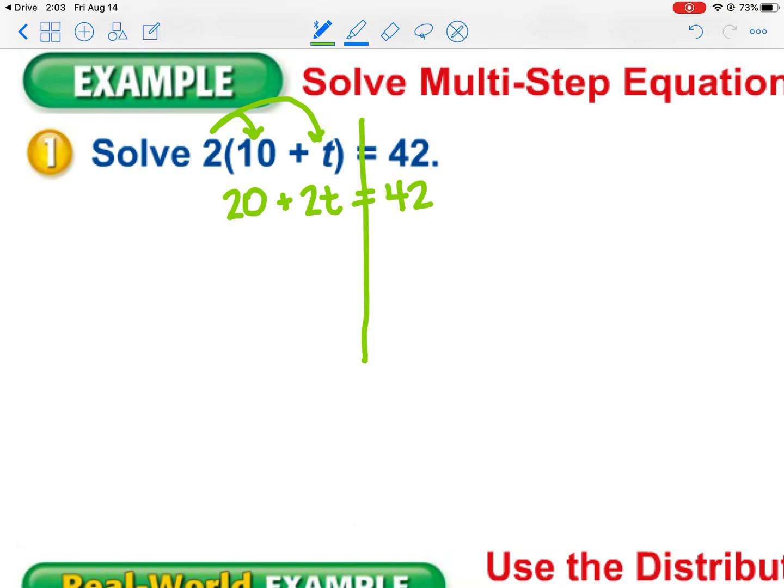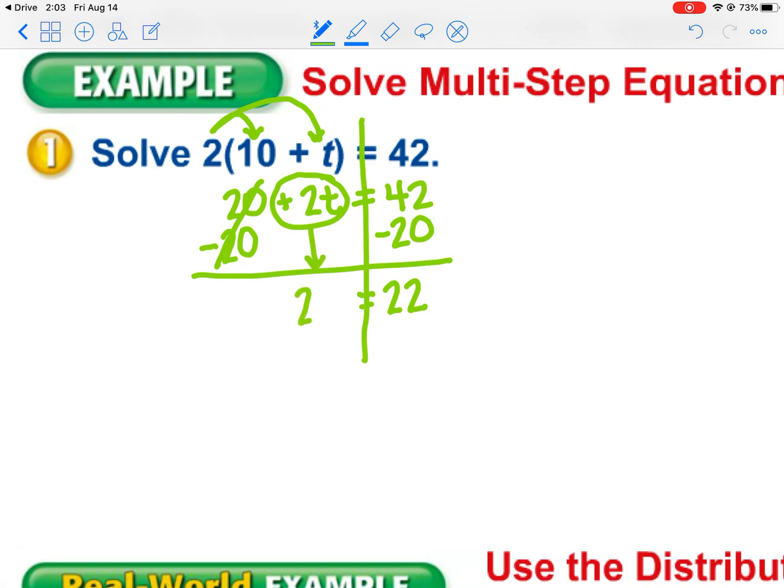To figure out how to solve, I want to look at where my variable is, and with my variable I have this 20 out front. The 20 is positive and I need to move it to get it away from the variable. Since it's positive, I'm going to do the opposite and subtract it. So minus 20 on both sides, and that cancels it out over here on the left. By doing it on the right as well, we keep it equal. So 42 minus 20 is 22. On the other side, we did not use the variable, so we bring down that positive 2t.